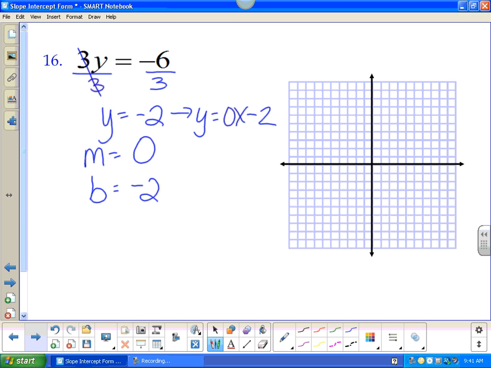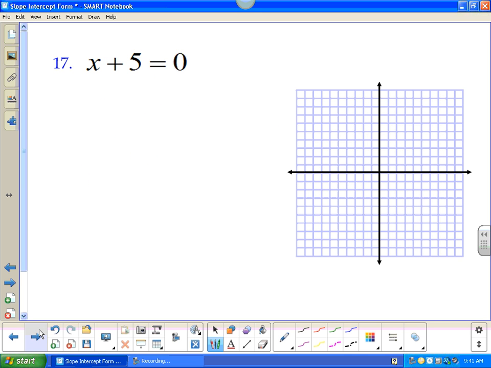I'm going to go down to negative 2 and put a dot. Slope of 0, what does that look like? That is a horizontal line all day long. So this is the weird one. He's your horizontal line. Slope of 0. You should know what's coming.